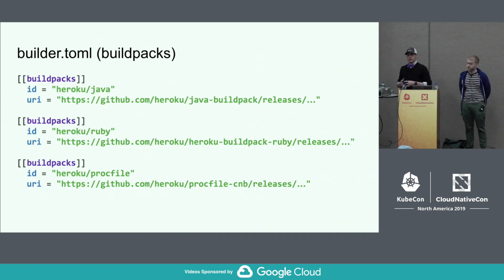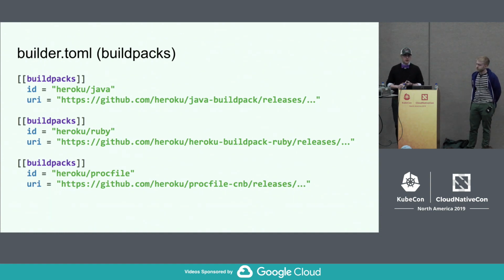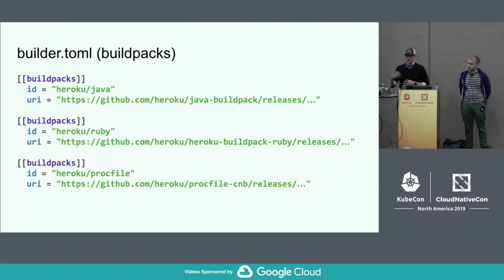Okay, so coming back to the builder toml, after we've defined our lifecycle and our stack, we then define the build packs that are going to go into this image. So the Heroku build packs include, I think there's about 10 of them in this image. They map to the languages that we officially support: Java, Node.js, Ruby, some others. And then there's a few utility build packs like the Heroku Procfile build pack. And I'll describe what that does in a minute.